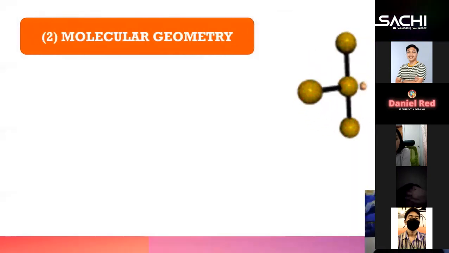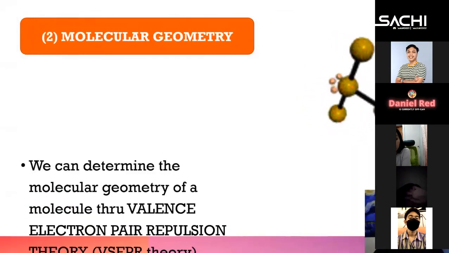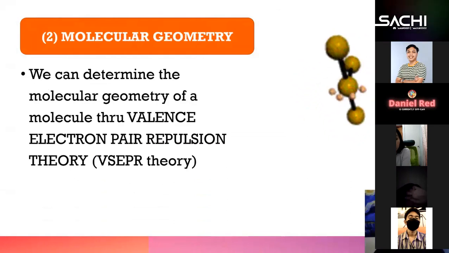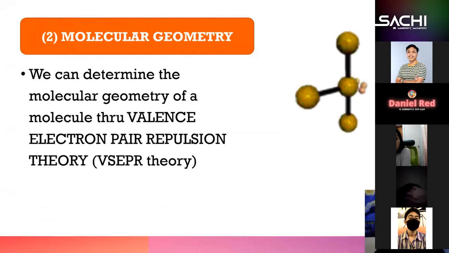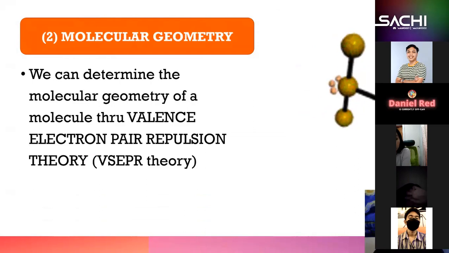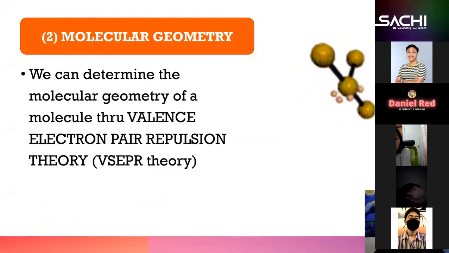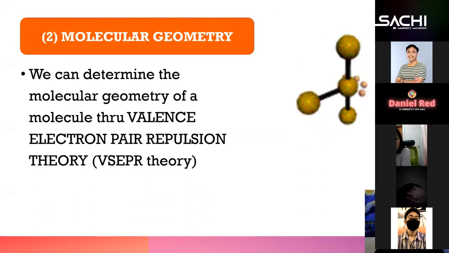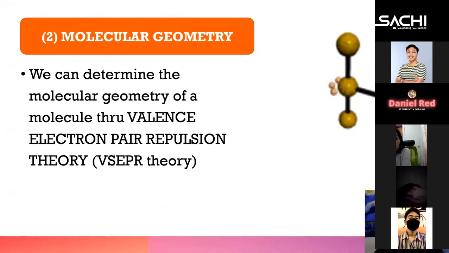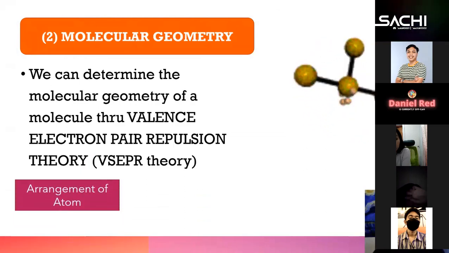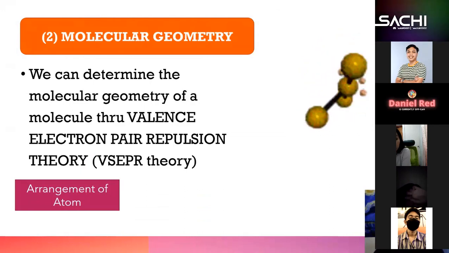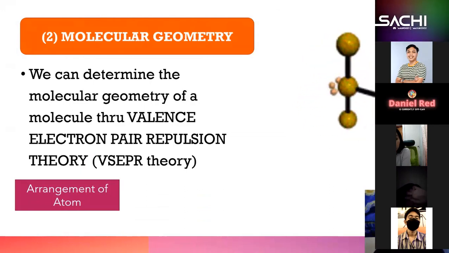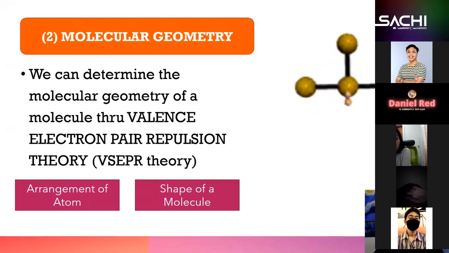The next terminology is the molecular geometry. Once again, we can determine the molecular geometry of a molecule through valence shell electron pair repulsion theory, or VSEPR theory. We can also identify, through the use of molecular geometry, the arrangement of atoms and, at the same time, the shape of a molecule.